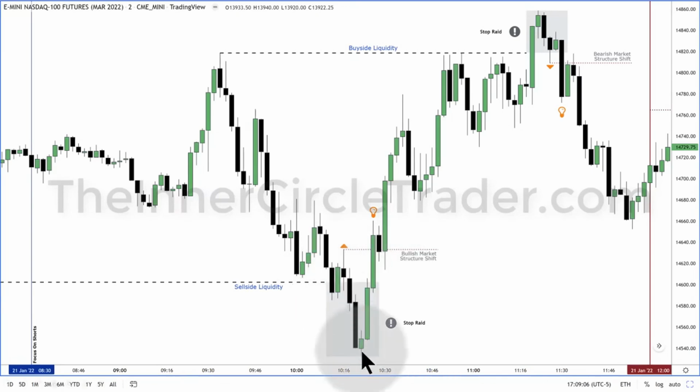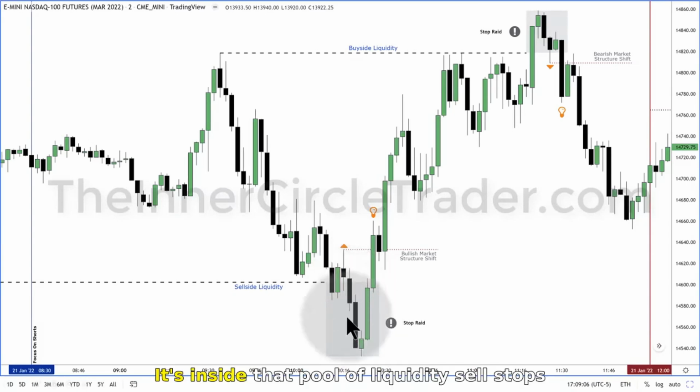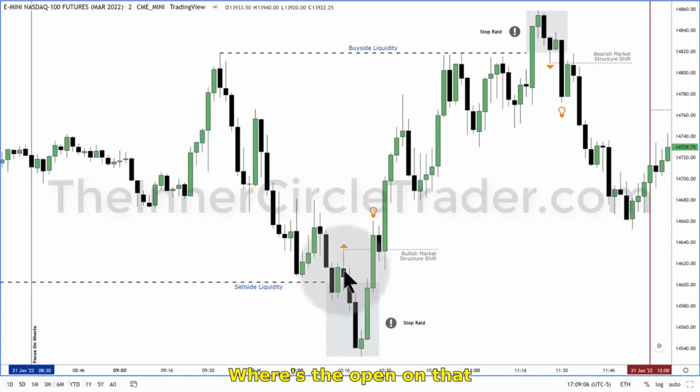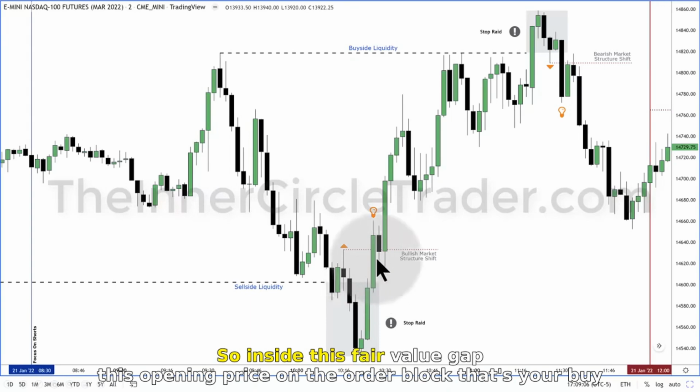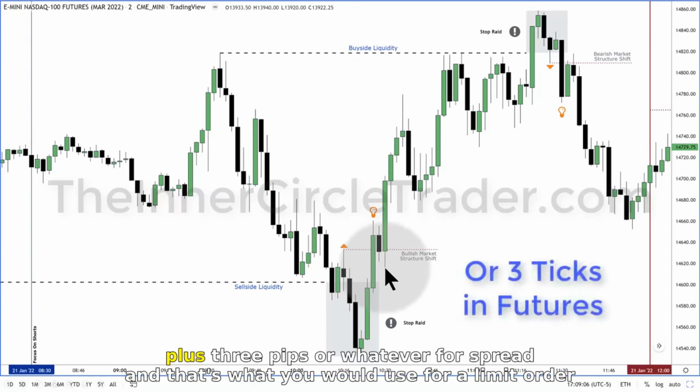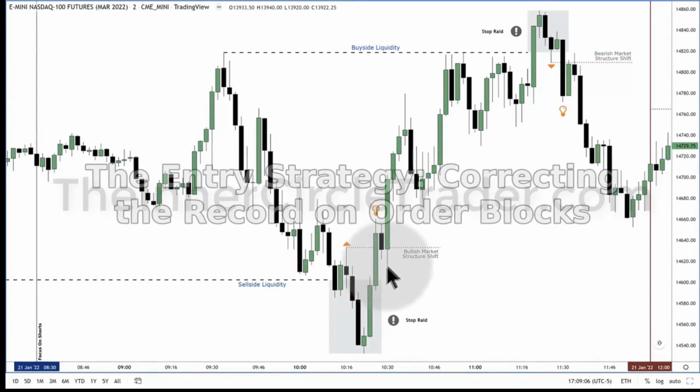See these down closed candles? That's all one continuous order block. What's it doing? It's inside that pool of liquidity, sell stops. Where's the open on that series of down closed candles? Right here. That's the price level extended out in time. Boom. So inside this fair value gap, this opening price on the order block, that's your buy, plus 3 pips or whatever for spread. And that's what you would use for a limit order.